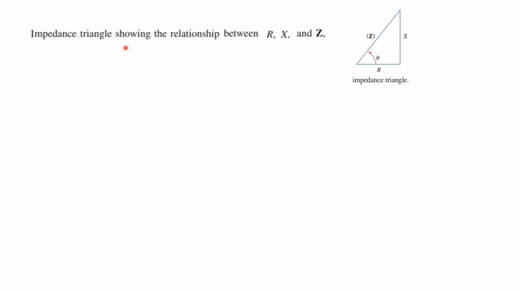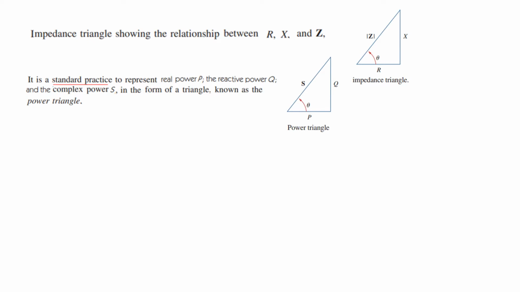We have learned that the impedance triangle is a triangle like this, which represents the resistance, the reactance and the impedance. So this is called the impedance triangle. In exactly the same way, we use a power triangle to represent the three types of power. This one is the real power P, then the reactive power Q, and this is the complex power, also called apparent power. So the power triangle is used for studying power.